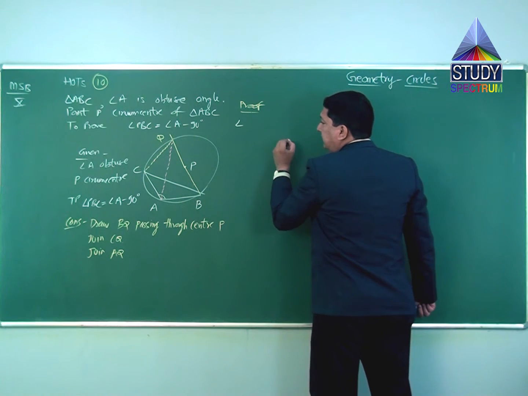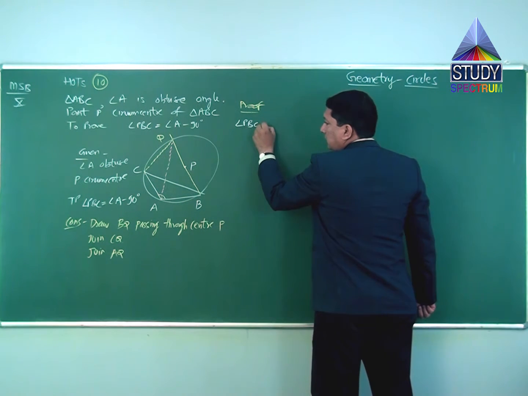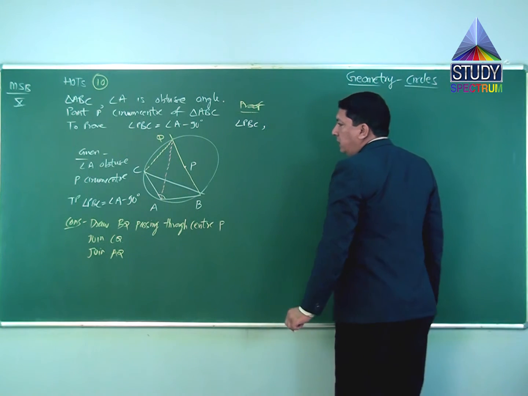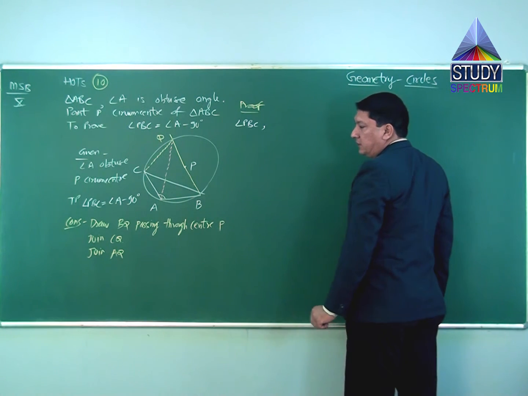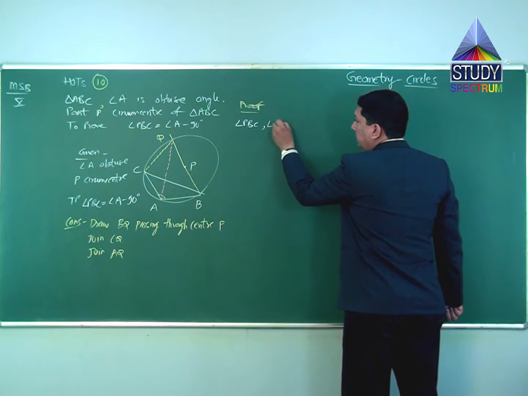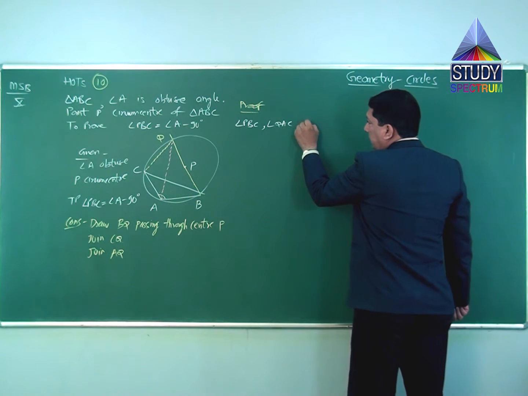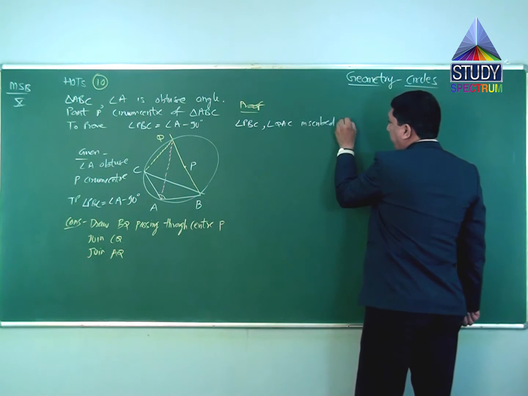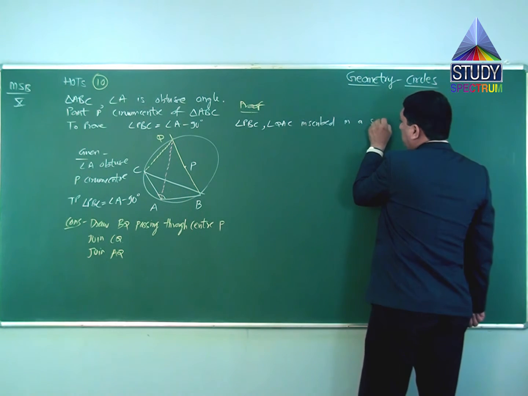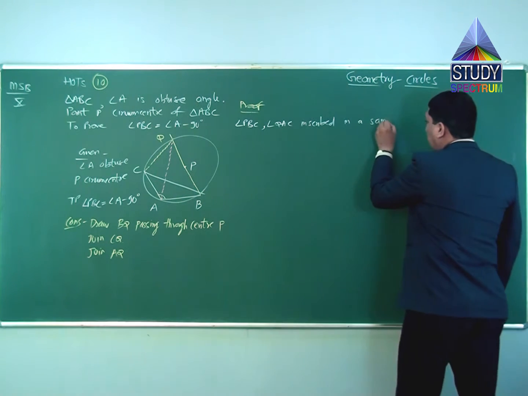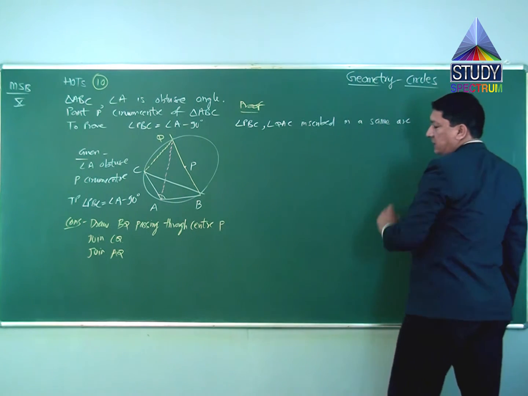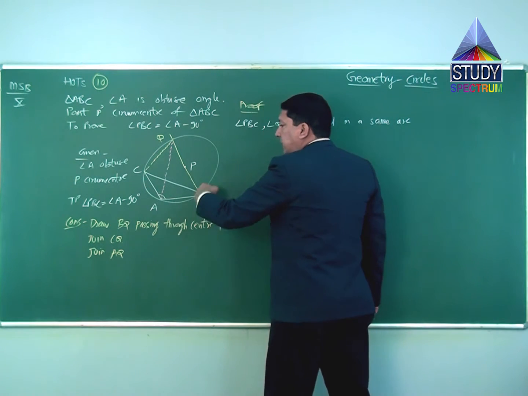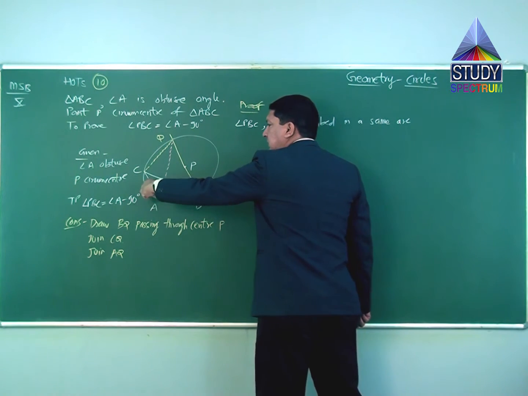Angle PBC, angle QAC inscribed in a same arc. These two angles are inscribed in a same arc. This is the same arc.